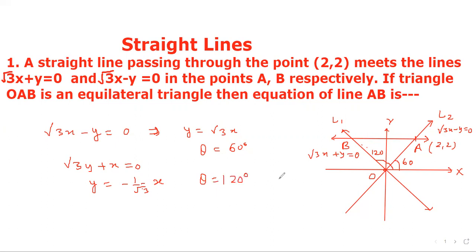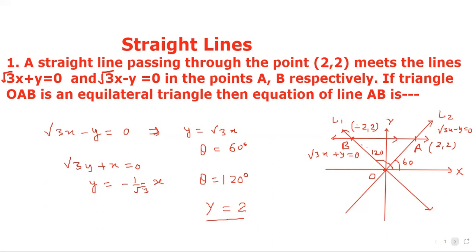Now, triangle OAB is an equilateral triangle. So this point will also be at the same height. That is, this point will be (minus 2, 2). And by symmetry, we can say that the equation of the line AB is y equal to 2.